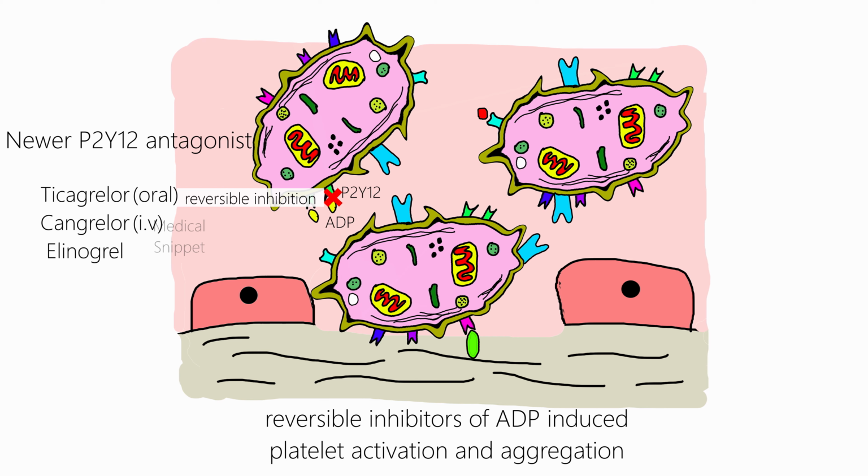Cangrelor is administered intravenously, and has a plasma half-life of 3 to 6 minutes. It is immediately active after infusion, and platelet function normalizes within 30 to 60 minutes after discontinuation. So, cangrelor is a very useful drug for patients who require a rapid, but reversible platelet inhibition. Cilostazol is the only P2Y12 receptor inhibitor available in oral and intravenous formulation.